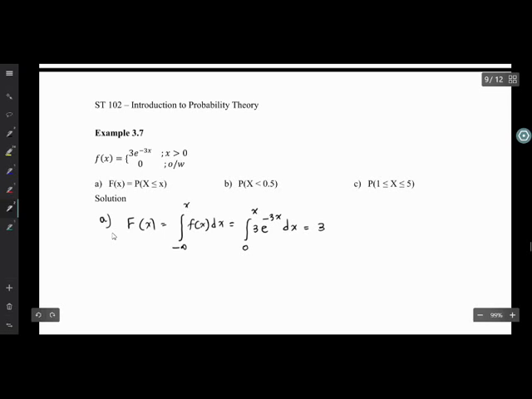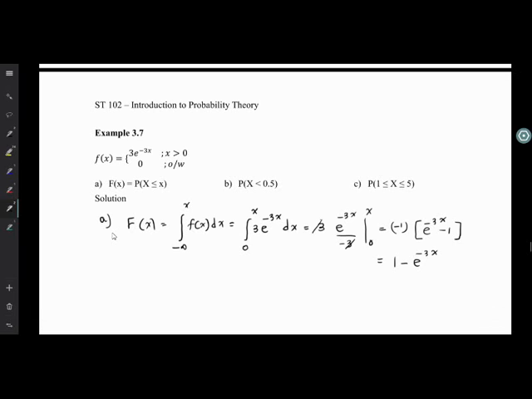Here's the constant. The antiderivative, evaluate from 0 to x. We have negative 1 outside. E to the negative 3x evaluated at x is still e to the negative 3x. When x is 0, e to the 0 is 1. Multiply by 1, negative 1, you end up with 1 minus e to the negative 3x. Here's the CDF of fx.